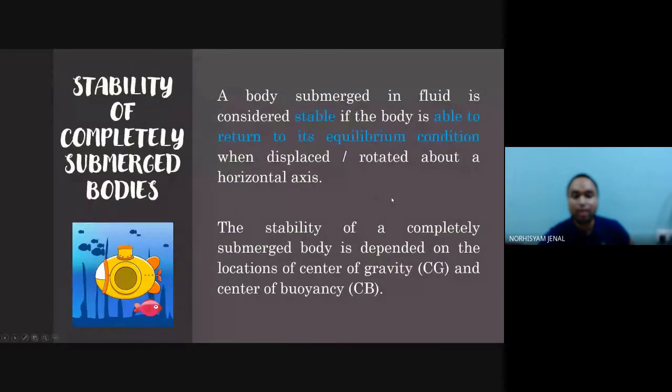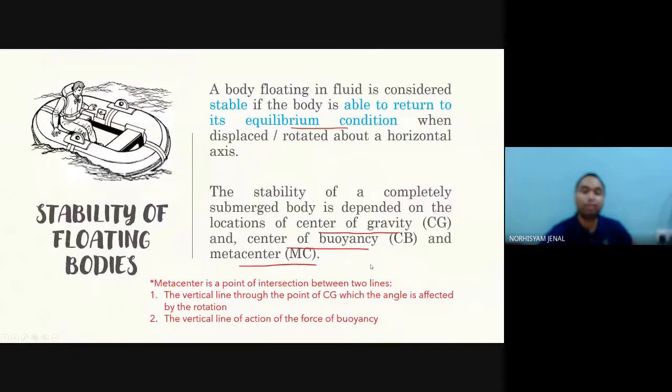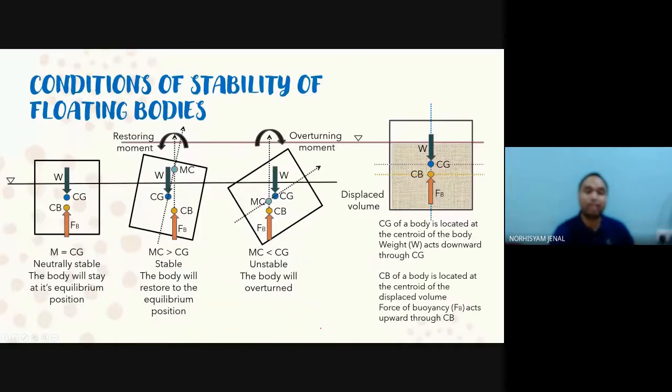What's the difference? When completely submerged, we only have center of gravity and center of buoyancy. But when we go for floating bodies, we have center of gravity, center of buoyancy, and metacenter. The meaning of metacenter is a point of intersection between two lines. The first line is the vertical line through the point of CG, which the angle is affected by the rotation. And the second one is the vertical line of action of the force of buoyancy. Don't worry, we're going to see it here in this picture.